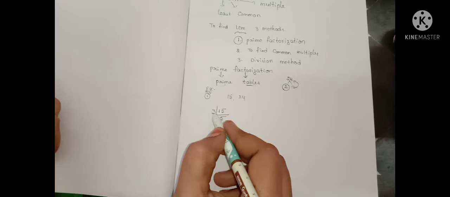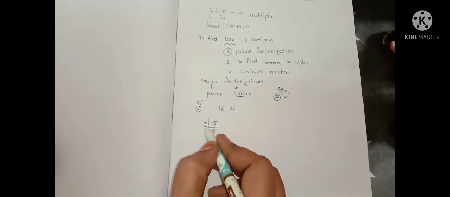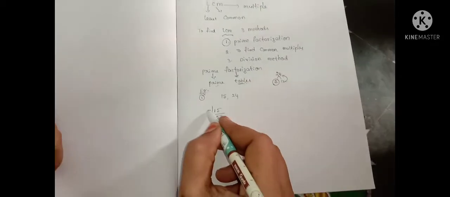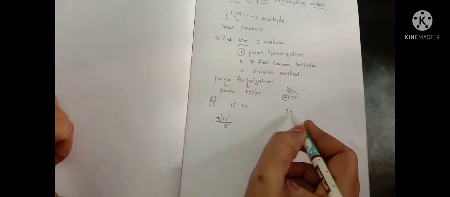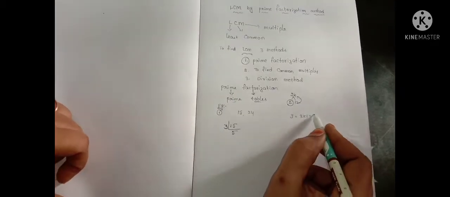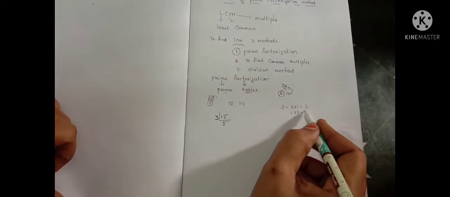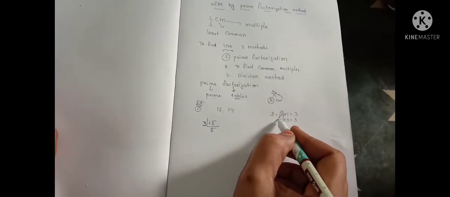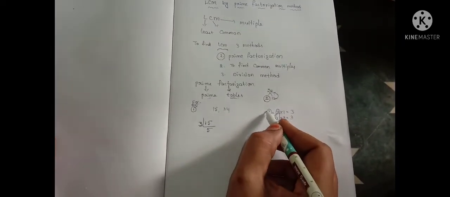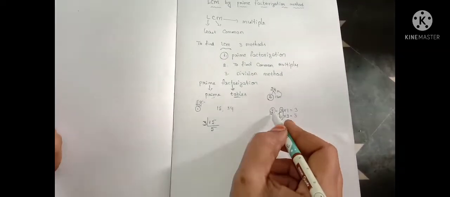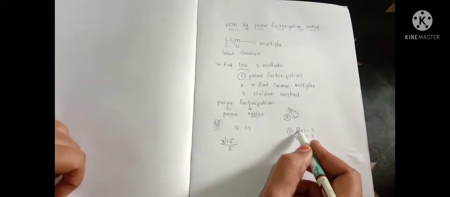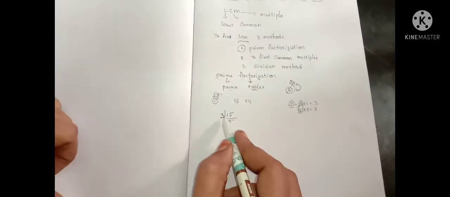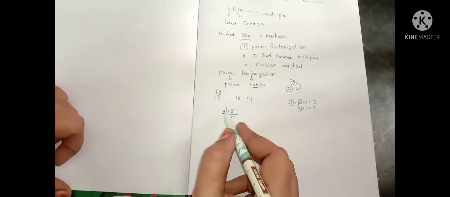Why did I take only 3 here? Because it is a prime number. A prime number is not possible in any other table. 3 is possible only in the 3 table and the 1 table. That means the number is possible only in its own table and the 1 table. That is called a prime number. 3 is a prime number, that's why I took the 3 table.